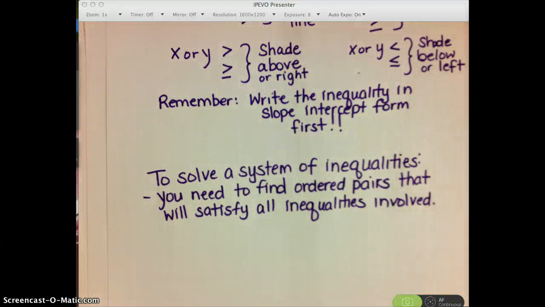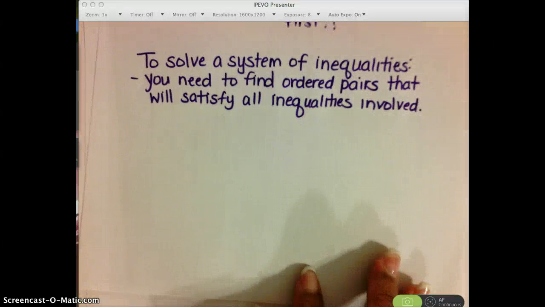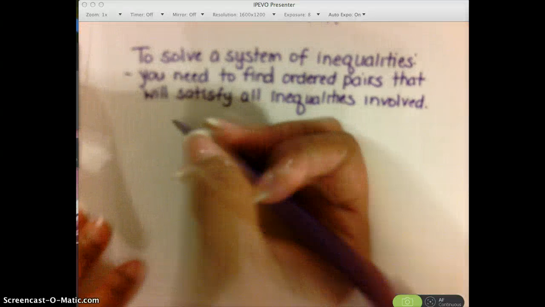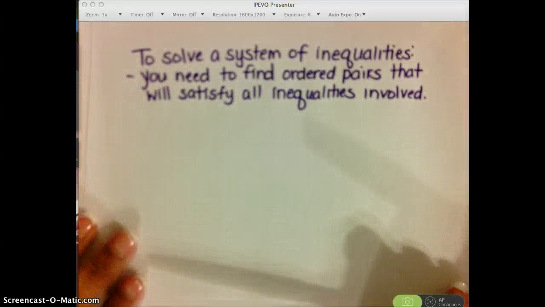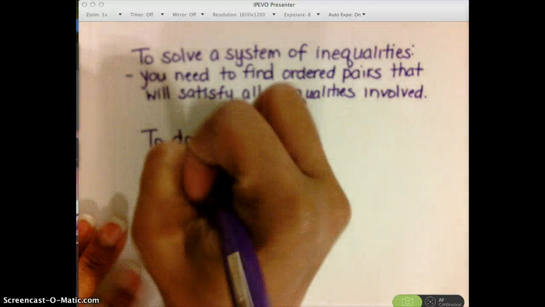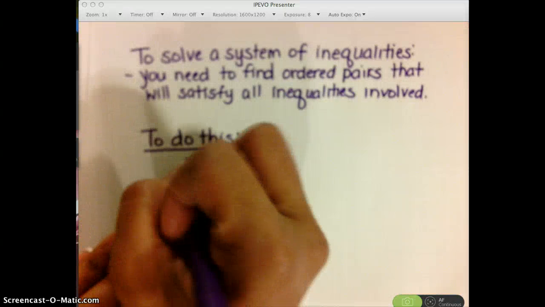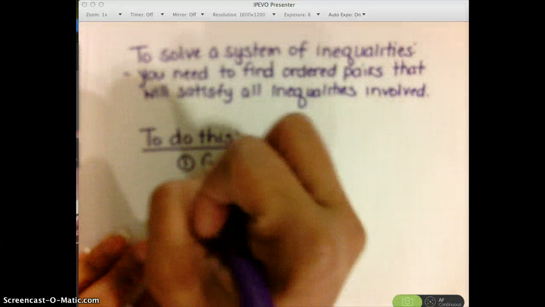Okay, so when we say that we've solved a system of inequalities, that means that you've actually found at least one ordered pair that will satisfy all inequalities involved in the system. Now, to do this, what we're going to do is graph the inequalities on the same coordinate plane. All right, so to make this happen, the first thing we're going to do is graph the inequalities.